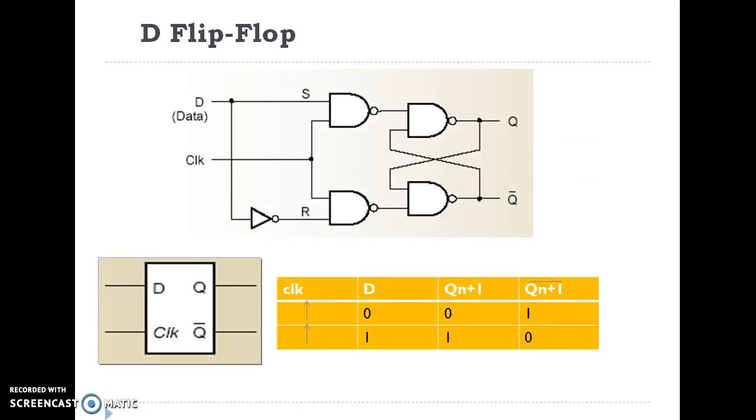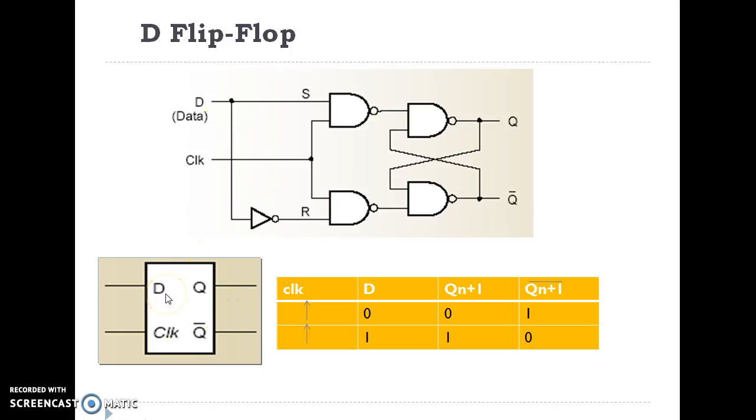Next, we have the D flip-flop. A D flip-flop can be obtained by inverting the S input and connecting it to the R input. Now, the SR flip-flop becomes a D flip-flop. This is a symbol of the D flip-flop.